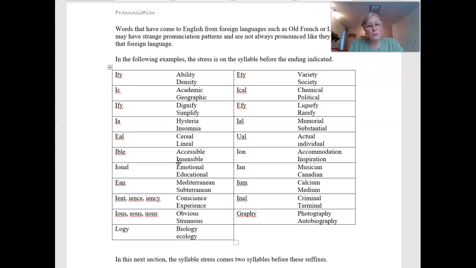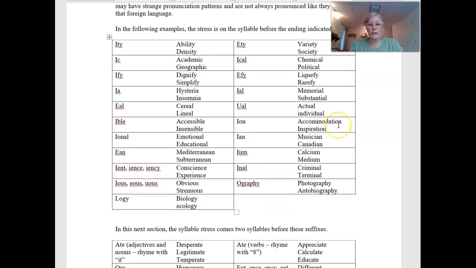One that I find interesting because people always make mistakes with it is graphy or ography. So I would say photography, autobiography. But I say the word photograph. Photograph. The stress is on the first syllable. Photograph. But photography, photographer. So you can have a look at all of these.